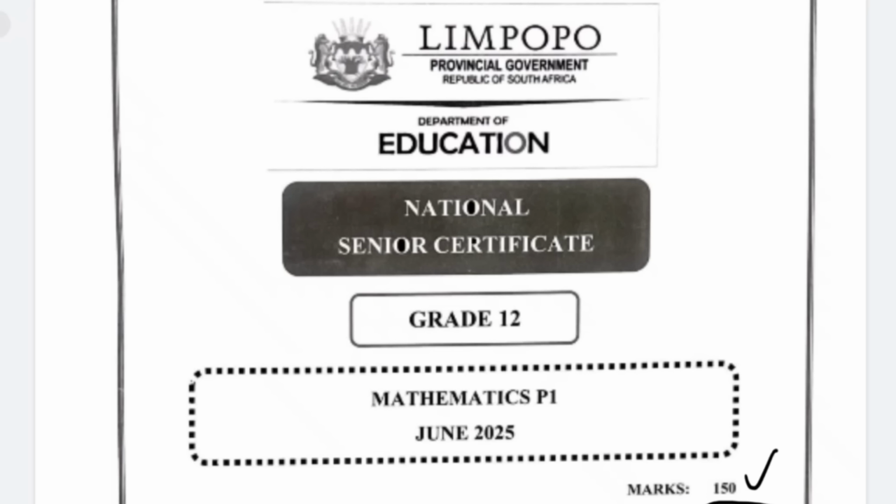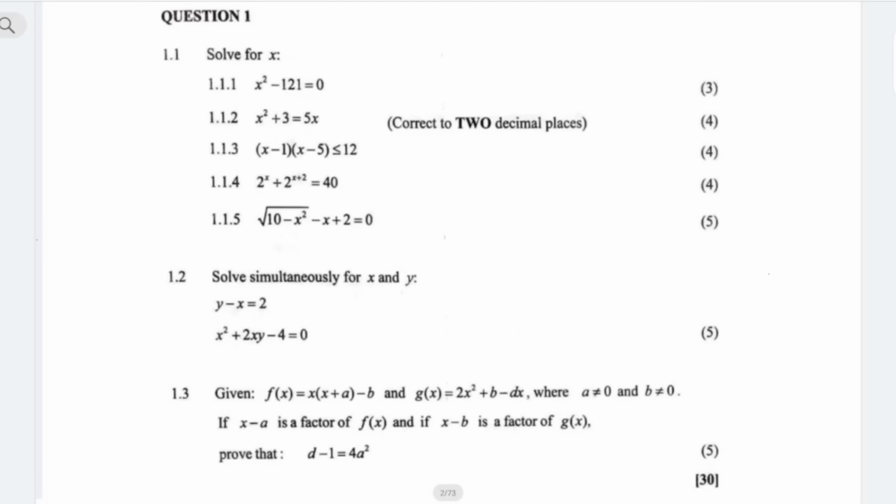So without further ado, let me quickly start, because I'm not going to read the instructions. The instructions are for you to read. I'm going to quickly start with Question 1. So here's our Question 1, and it carries 30 marks. Let me start with 1.1.